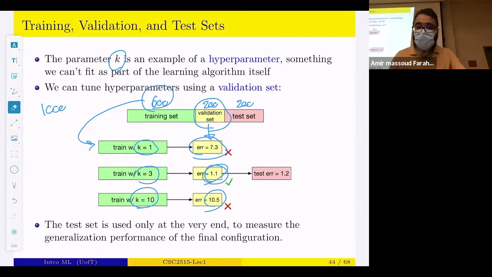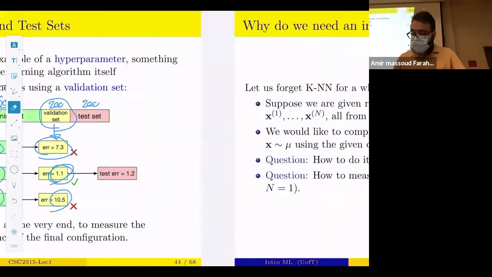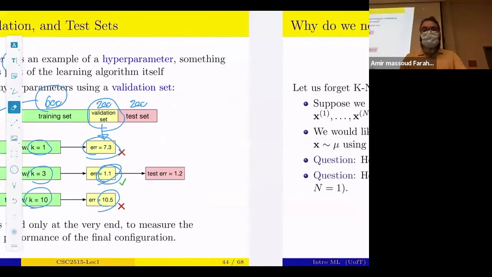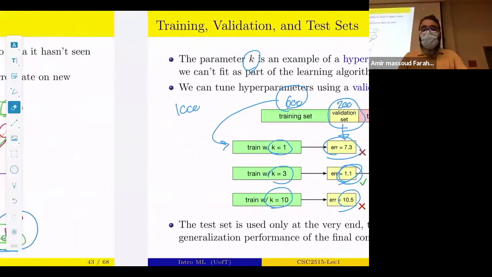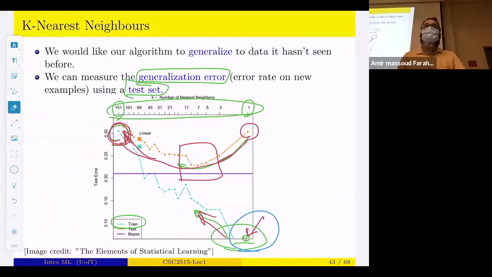So one question: why can't we use the training set to measure the generalization performance? What's the point of having another test data set? The reason is that, as we have here, in the case of KNN with K equal to one, the error on the training set is zero, but that is not actually measuring the performance of the algorithm on a new data set. I'm going to talk a little bit more about the justification for that.